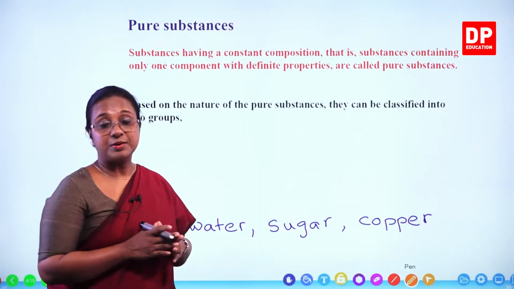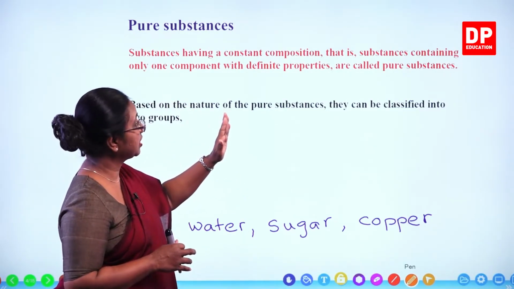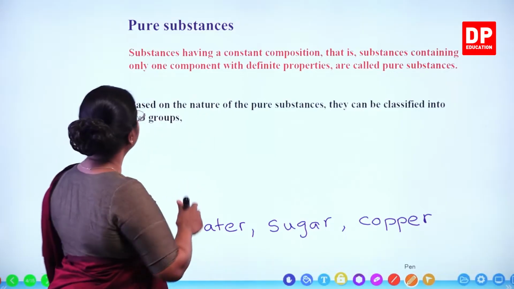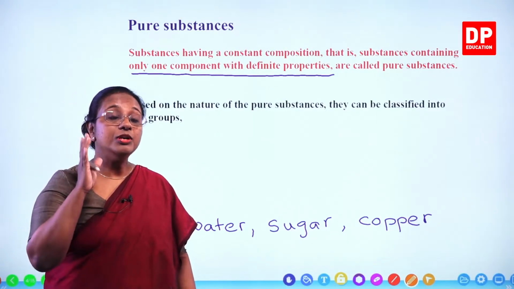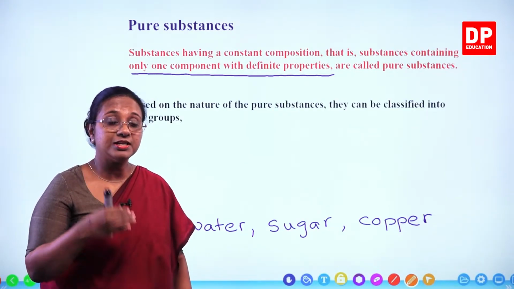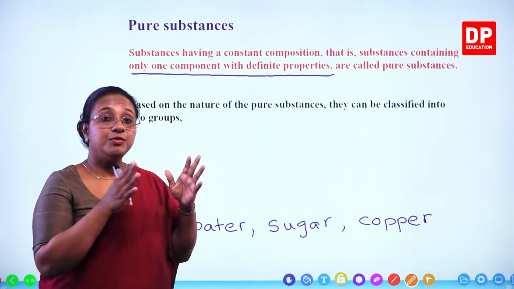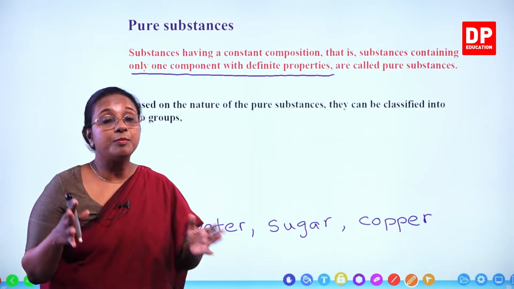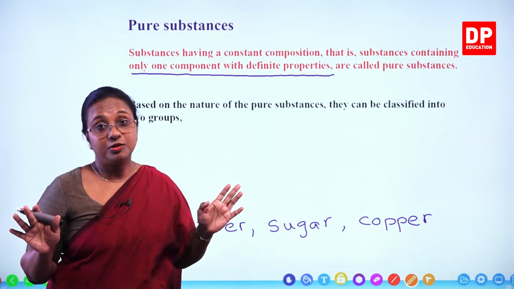They are called pure substances. So can you all understand now? Substances having a constant composition, that is substances containing only one component with definite properties. So only one component with definite properties. So water, only water particles, and they are always liquids. They are tasteless, odorless, colorless. So that is the definite property. If you take copper, always solid, reddish brown in color, they are made up of only copper particles. So definite properties and one component. Is that clear to you all?